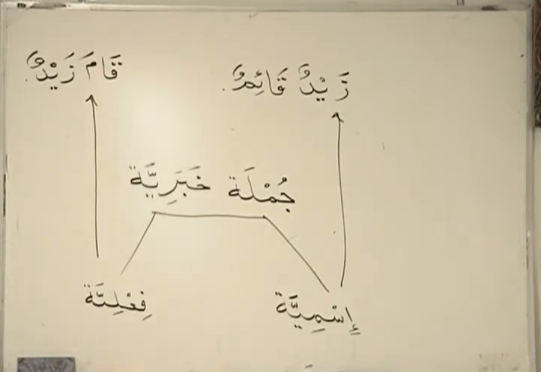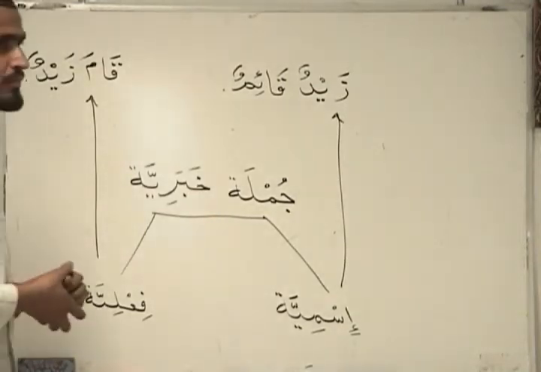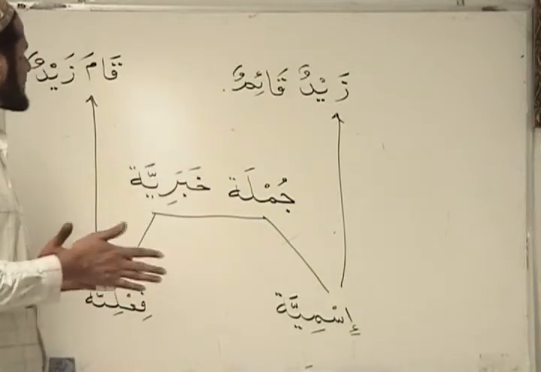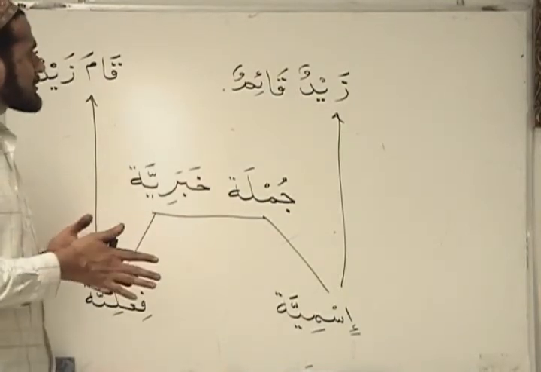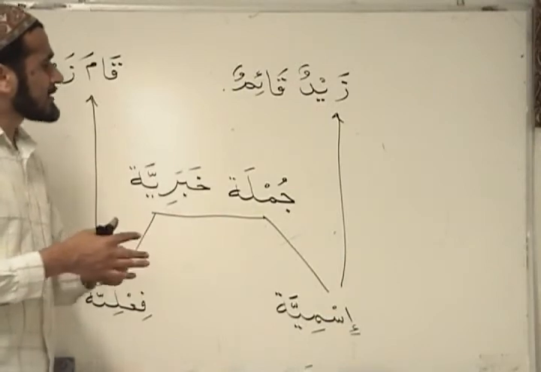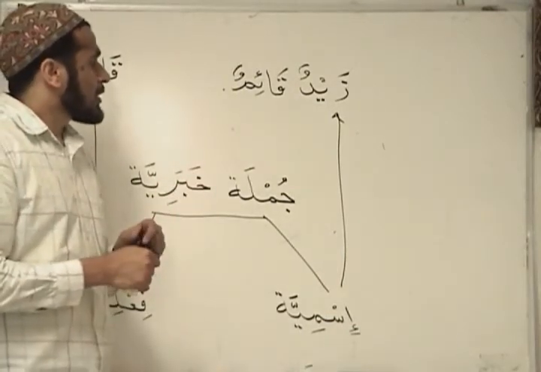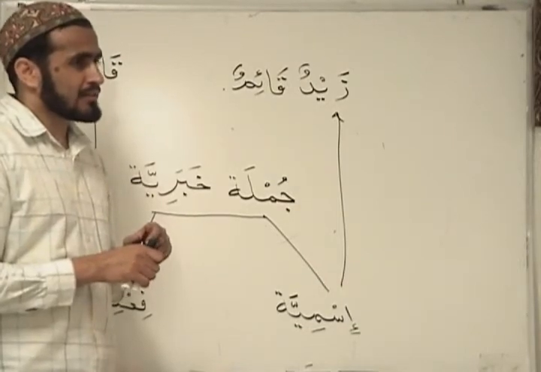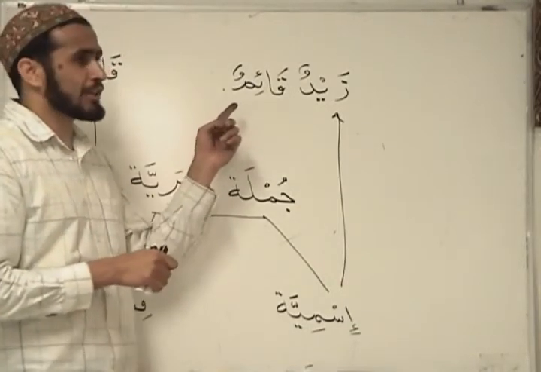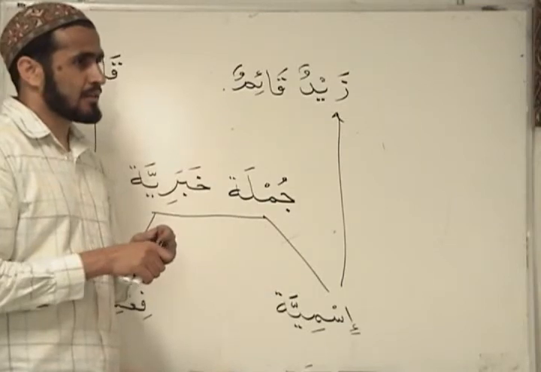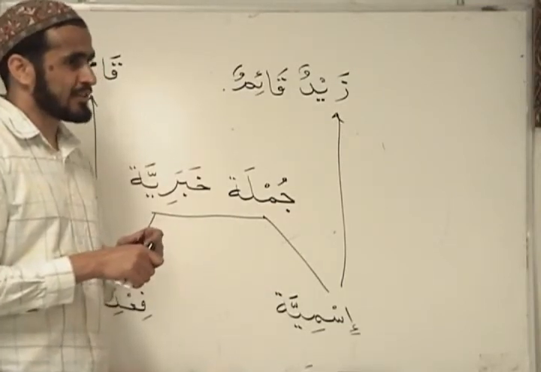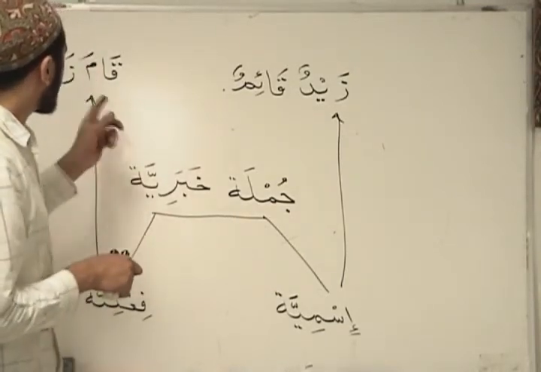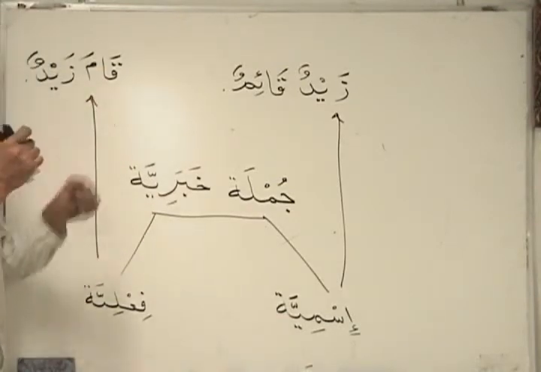What is the meaning? How did the meaning differ? Well, the meaning is not very significantly different. This one is saying Zayd is standing, or literally saying Zayd is a stander. Like, Zayd is someone who does the action of qiyam, of standing. Okay, Zayd is a stander, who stands. And on the other hand, this one means Zayd stood.